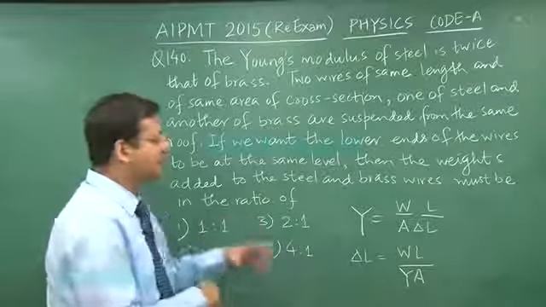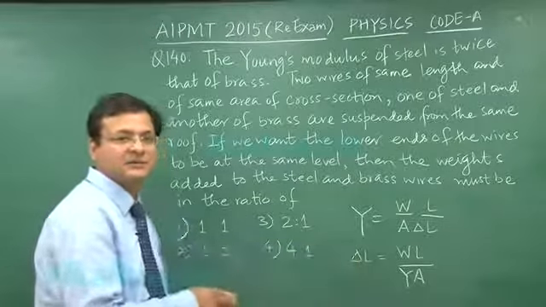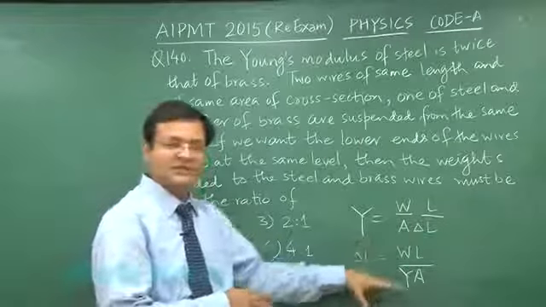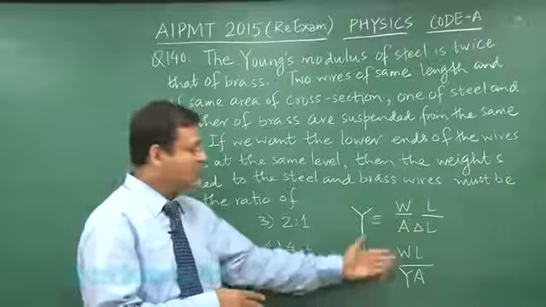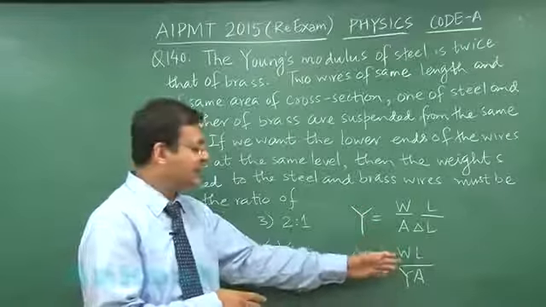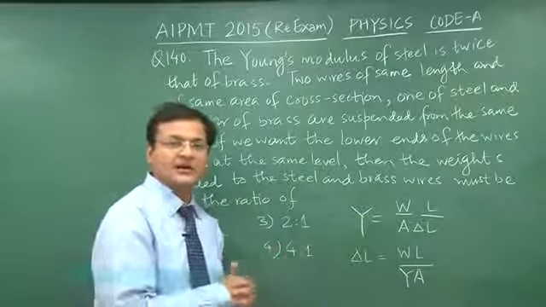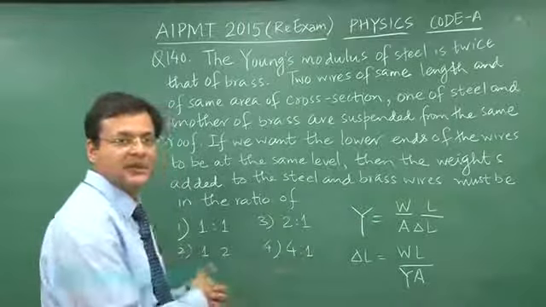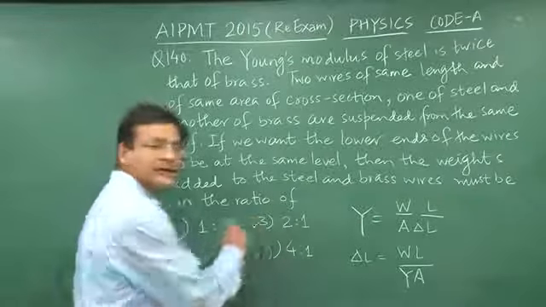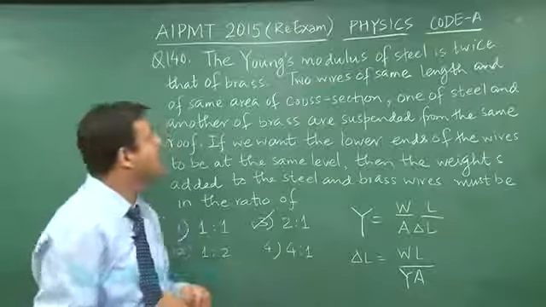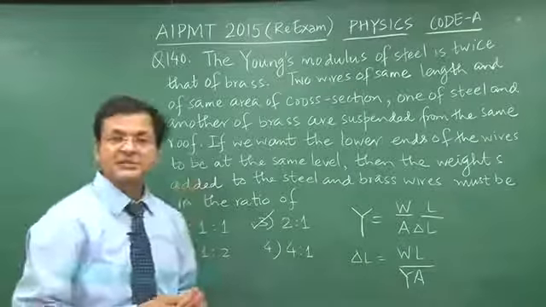That means the elongation delta L in both the wires must be the same, and ultimately they want the weight ratio. So use this expression, delta L is the same, inverse of Y and W is there. So W becomes directly proportional to Y. If you have to calculate the ratio of W, that means simply the ratio of Y, and for that matter you will be marking answer 3. 2:1 will be the correct answer for this question. Now let us switch over to the next question, that is question 141.